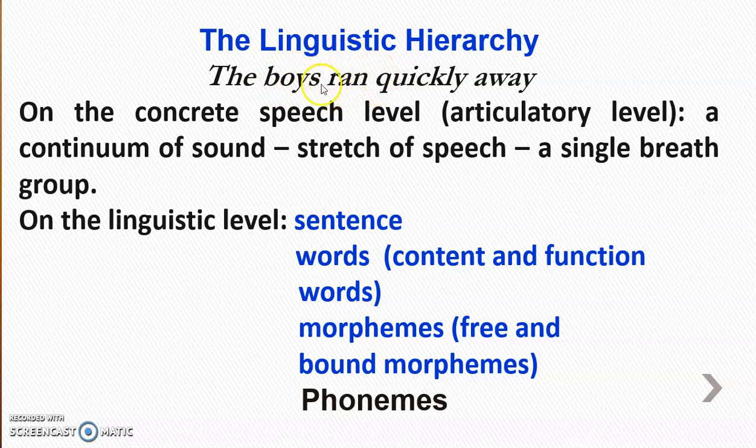Let's move on to ran. The boys ran quickly away. Ran. We all understand I'm talking about a past event. How do you know that? Because I'm pronouncing the verb ran. Great. But if I say the boys run quickly away, run instead of ran, you won't understand it's a past event. You will understand it's some kind of habitual action, that they usually run quickly away. But here, I want to refer to a past event.